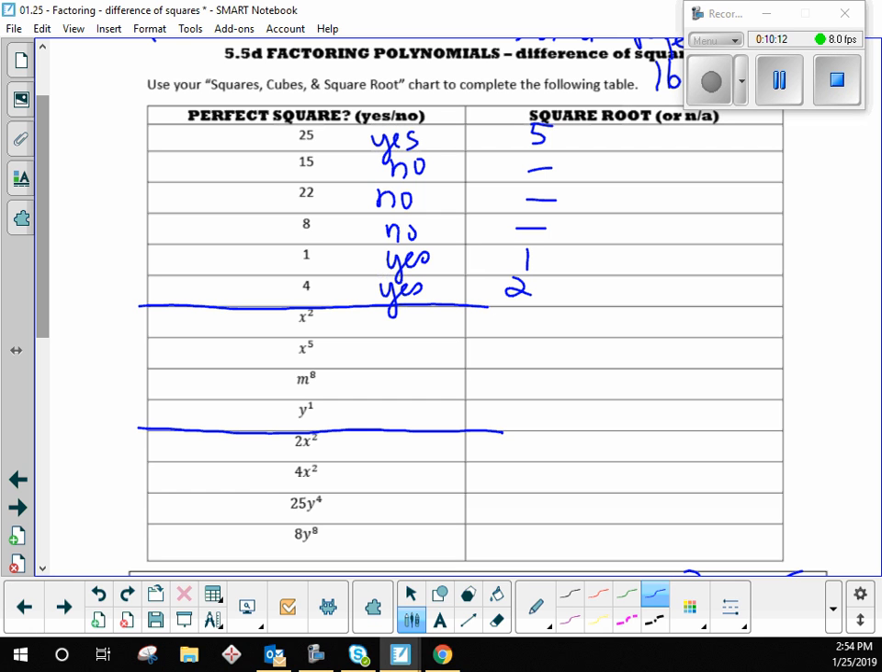Let's talk about variables, though. Do you think x squared is a perfect square? Yes. What's its square root? Right. What about x to the 5th? Why not?